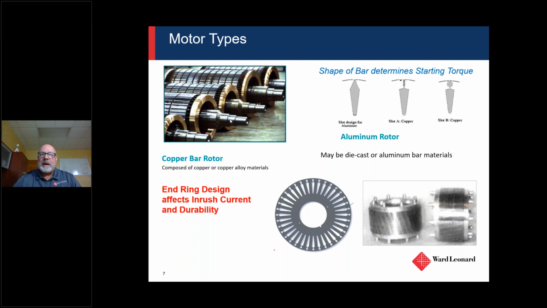So typically in an API spec motor, you're going to see copper bar rotors, right? That's usually what we see when we start getting into a motor that needs to be designed to last for X amount of years. And in an API spec motor, that's what you're going to need. Very much a heavily overbuilt type of motor when you get into API spec, and that's copper barred, right?